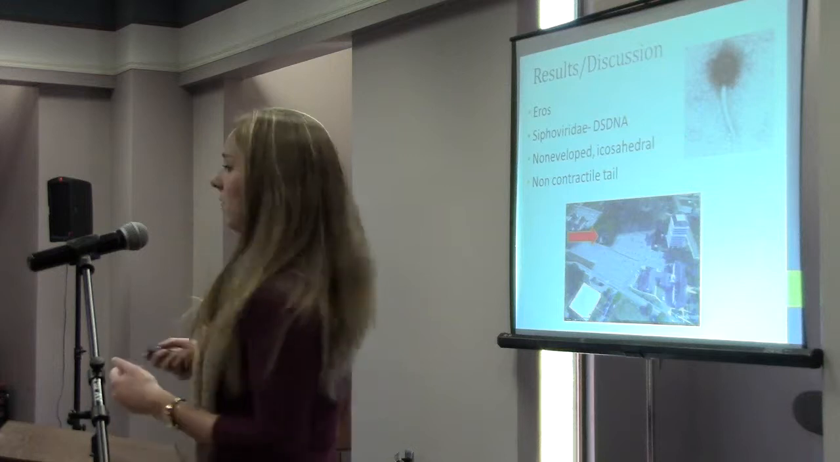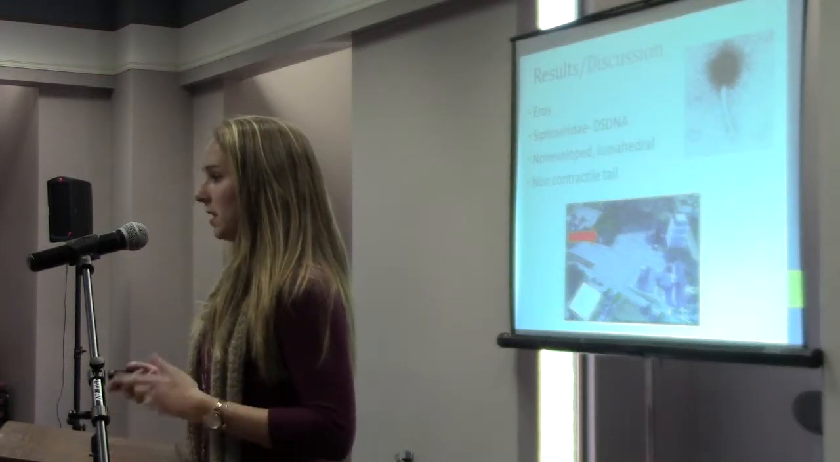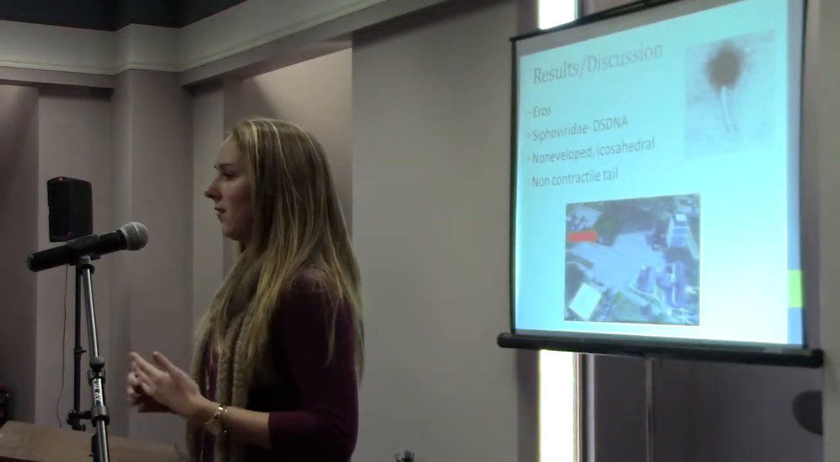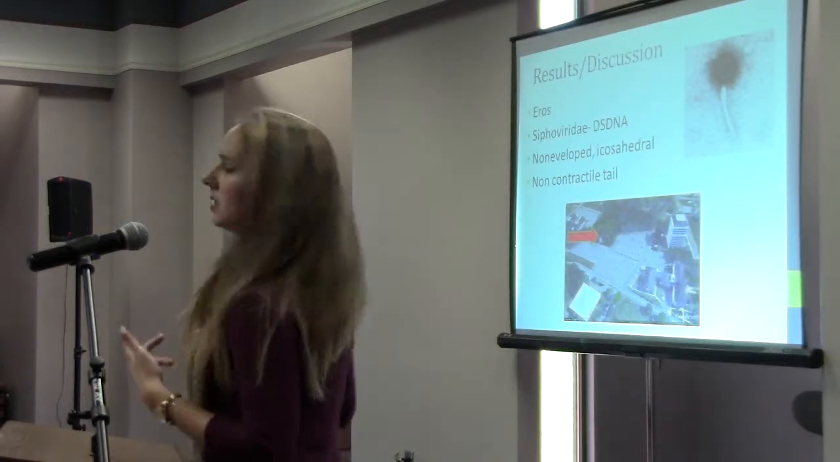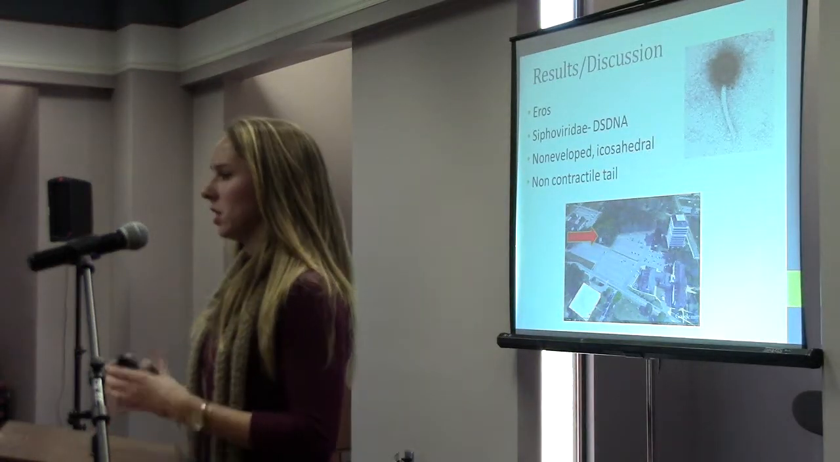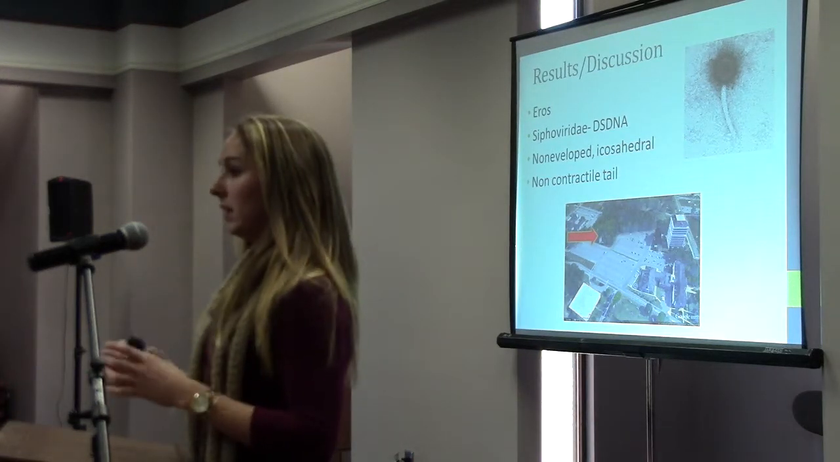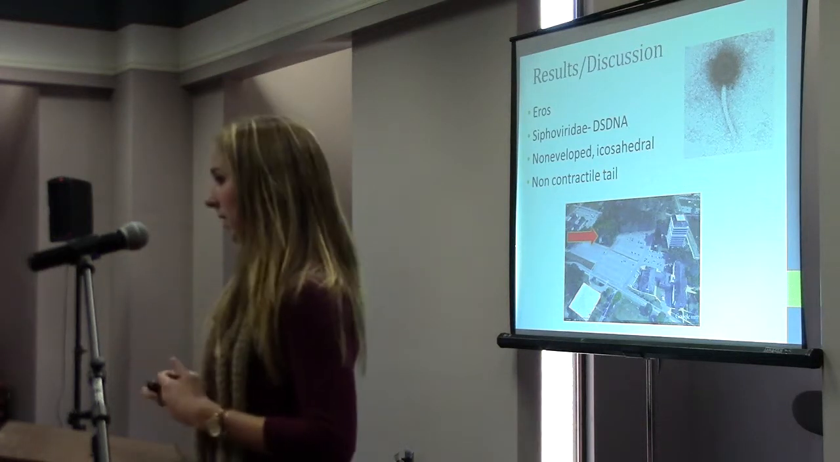Eros is part of the Mycobacteriophages family, which is a family of double-stranded DNA viruses. Viruses can be classified in a few different ways. They can be enveloped or non-enveloped. In our case, it is not enveloped. They can also be classified by the shape of their head, and in this case it's icosahedral, which is kind of a funky geometric figure. And then we also found out that it has a non-contractile tail.